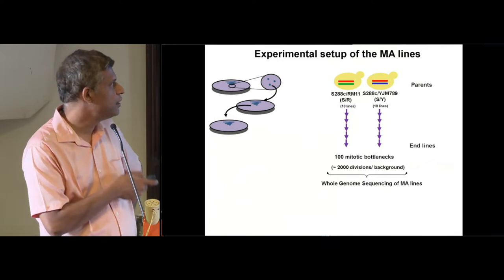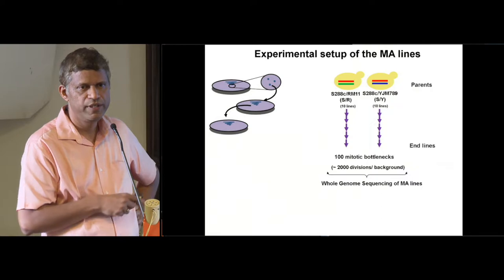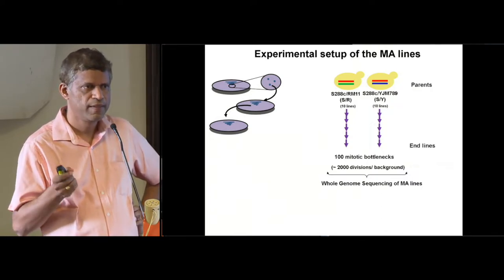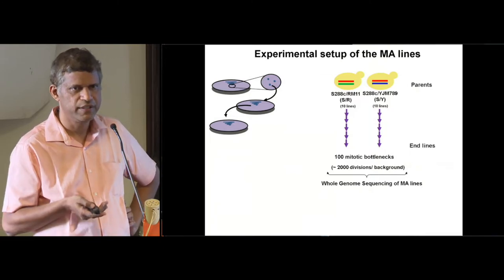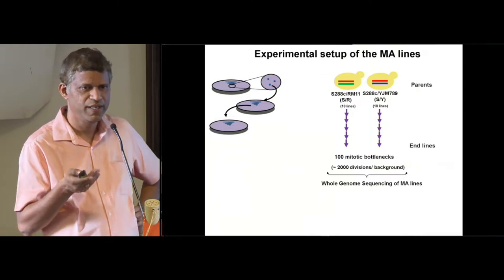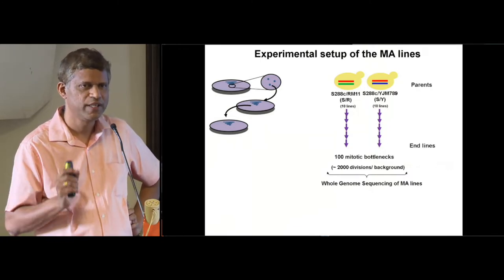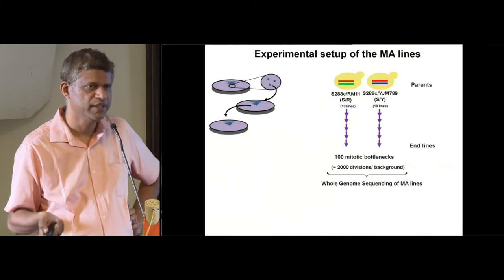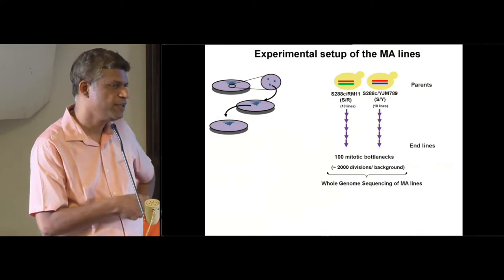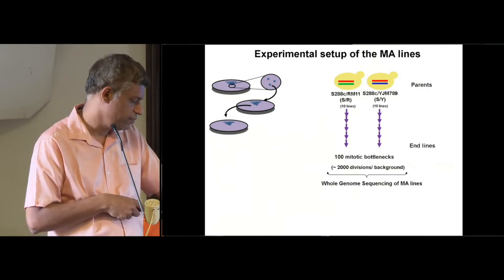So we basically take these strains and run them for thousands of divisions, through single cell bottlenecks. The purpose is that, unlike what Imran just mentioned, we are not doing evolutionary biology here. We are actually trying to avoid selection. By taking it through single cell bottlenecks, we are trying to ensure that whatever mutations are generated are accumulating. At the end of this process, we do whole genome sequencing of these MA lines and compare it with that of the starting parent.